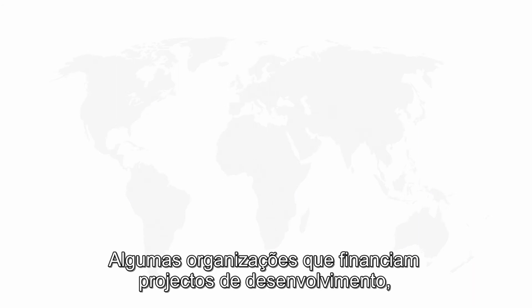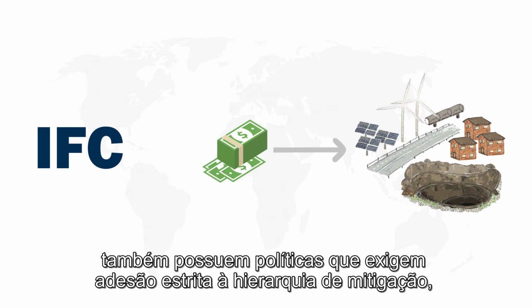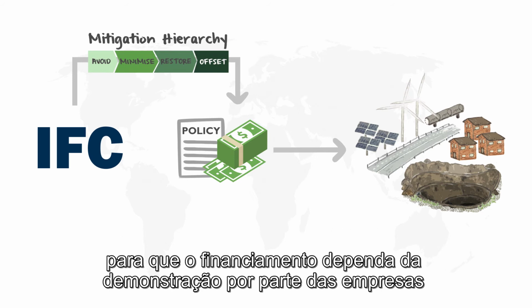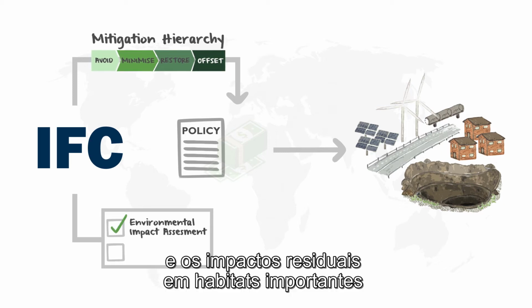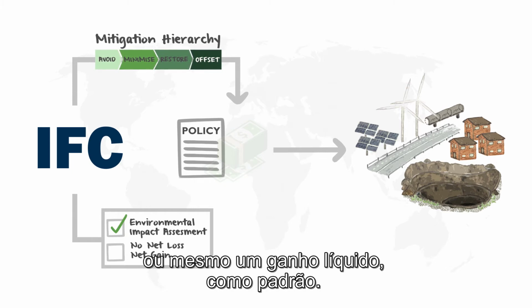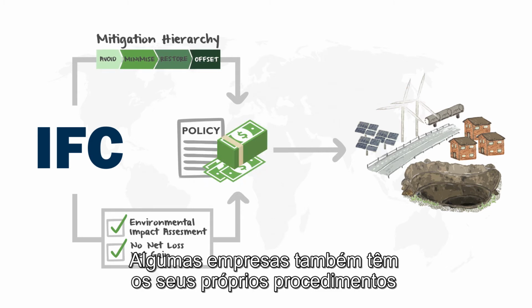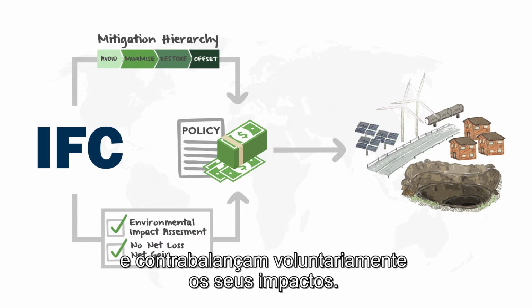Some organisations that finance development projects, such as the International Finance Corporation, also have policies that require strict adherence to the mitigation hierarchy, so that the provision of funding depends on companies demonstrating that losses to biodiversity have been assessed and residual impacts on important habitats offset to at least a no net loss or even a net gain standard. Some companies also have their own procedures requiring the mitigation hierarchy to be followed and voluntarily offset their impacts.